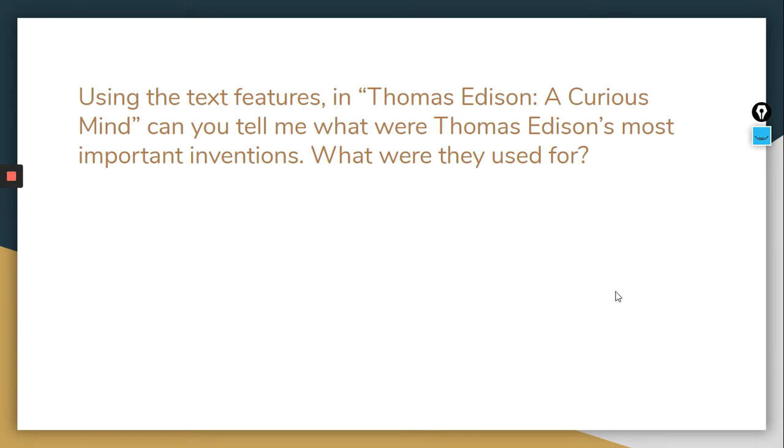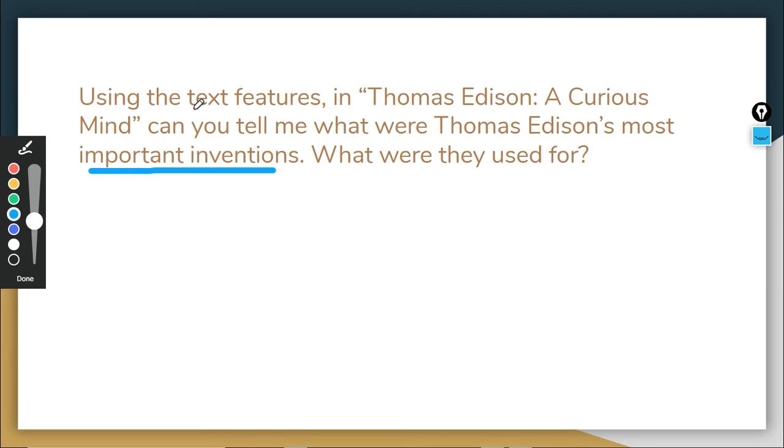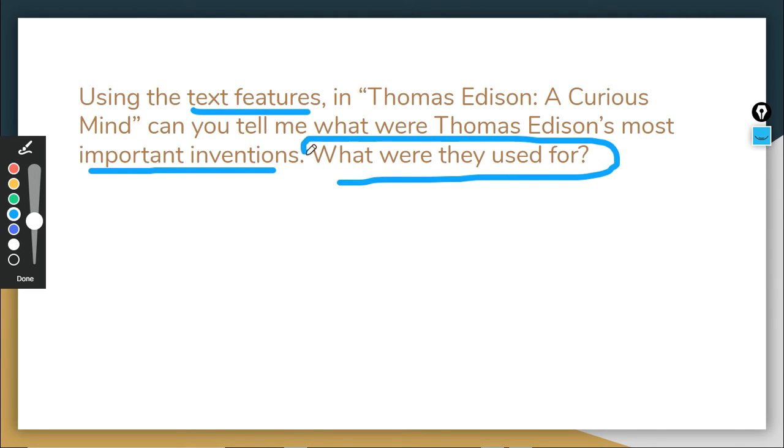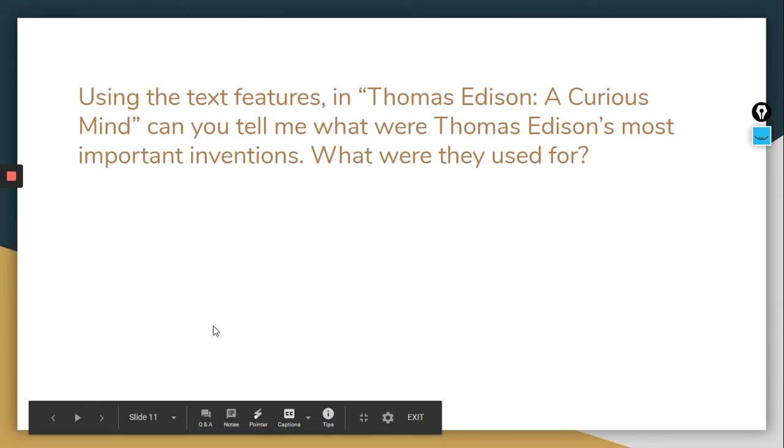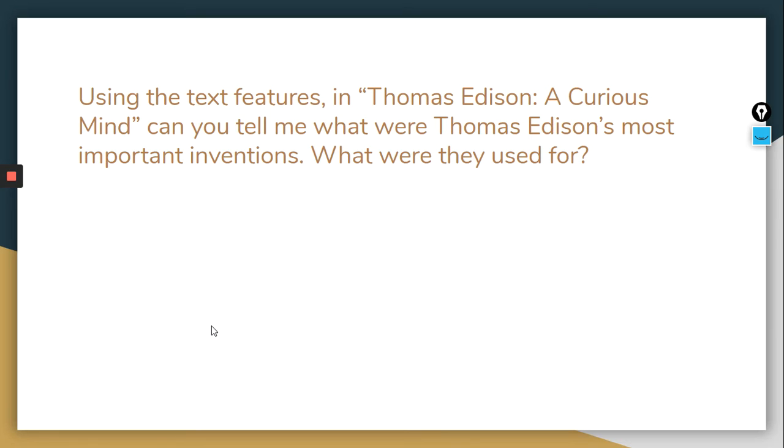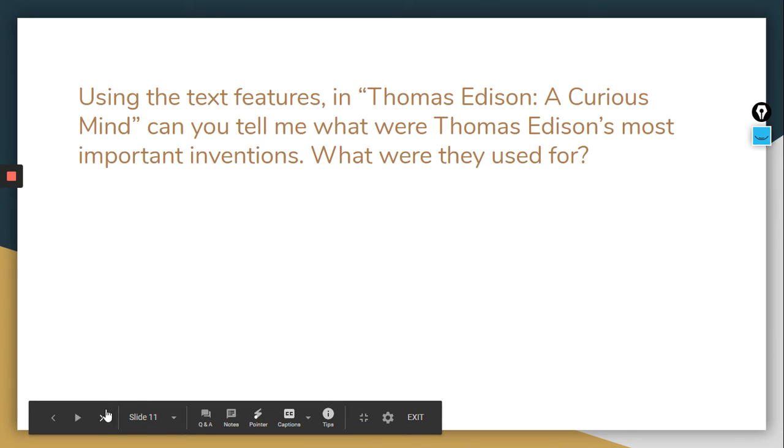All right, so we are talking about this text feature question. Now remember, we're talking about Thomas Edison's most important inventions, using that text feature and finding out what those inventions were used for. That is our main goal for this question. So hopefully now you have answered that. And if you haven't, please don't go on. But I'm going to be here to kind of check that work for you.